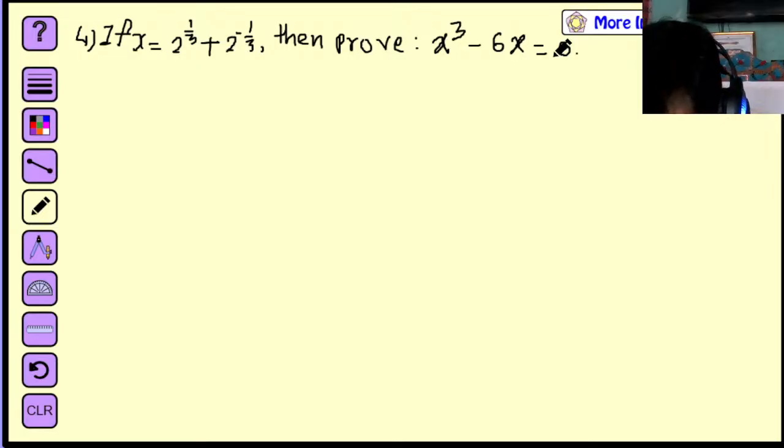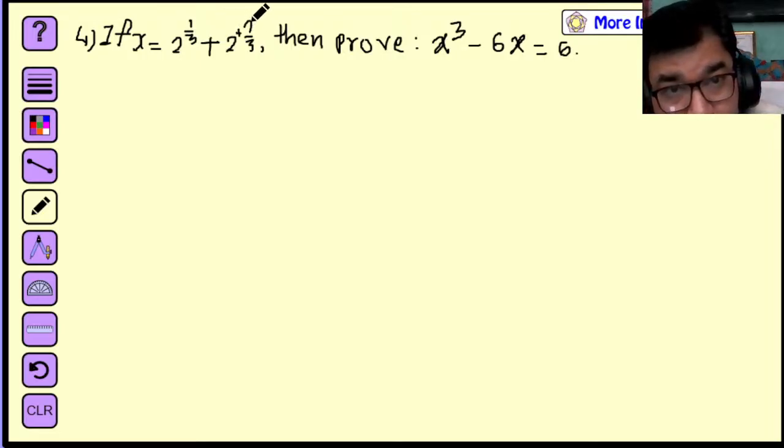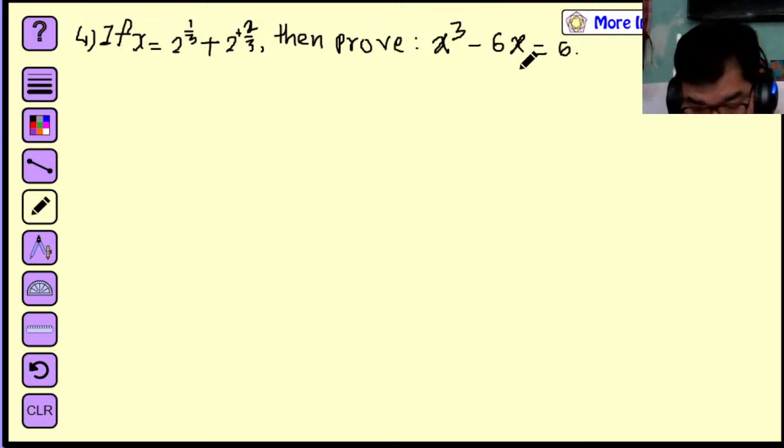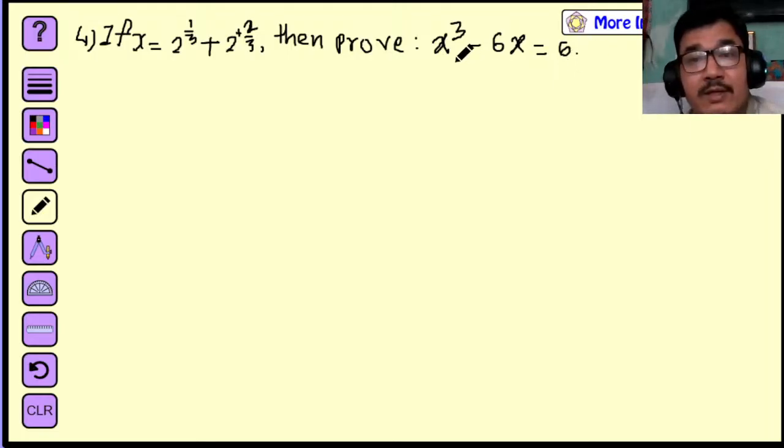The given value of x is 2 to the power 1 by 3 plus another given value. We have to change this one. This is not minus, this is plus 2 by 3. How to prove this question? X cube minus 6x equals 6 is the answer. This is left hand side and this is right hand side.